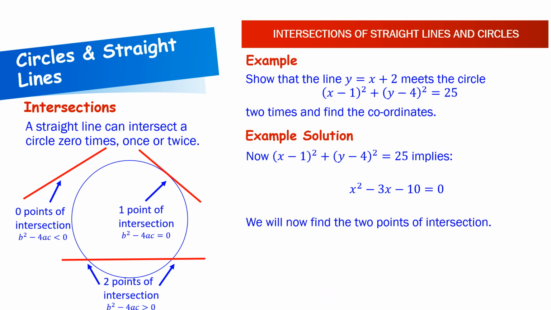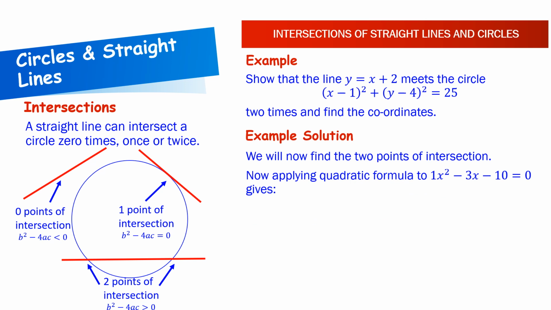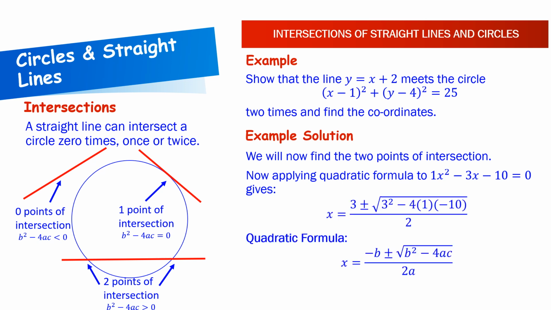We will now find the 2 points of intersection. Applying the quadratic formula to 1x squared minus 3x minus 10 equals 0 gives x equals minus minus 3, which is plus 3, plus or minus the square root of (minus 3) squared, which is b squared, minus 4ac, which is minus 4 times 1 times minus 10, all over 2a, which is 2 times 1.